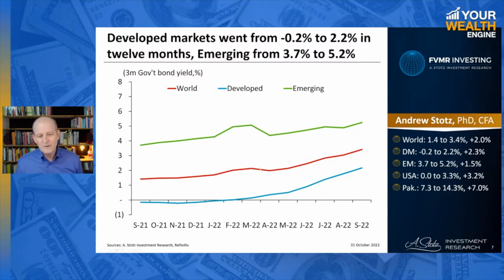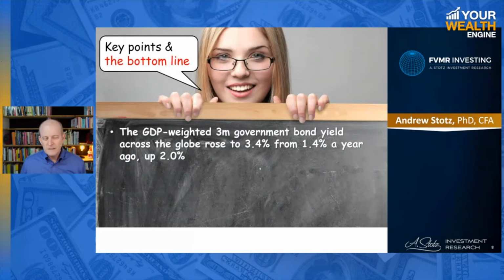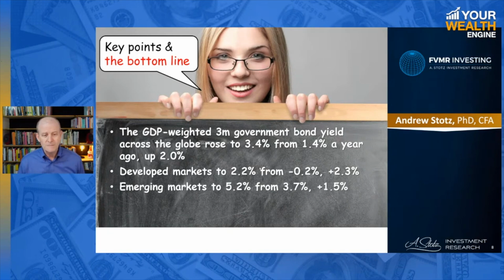So let's continue on and try to summarize what we've just said. What are the key points and the bottom line? Well, the GDP weighted 3-month government bond yield across the globe rose to 3.4% from 1.4% a year ago, which is up a massive 2%. I mean, that is huge. Developed markets have gone to 2.2% from basically 0, which is up 2.3%. Emerging markets have gone to 5.2%, up from 3.7, so up by 1.5%.